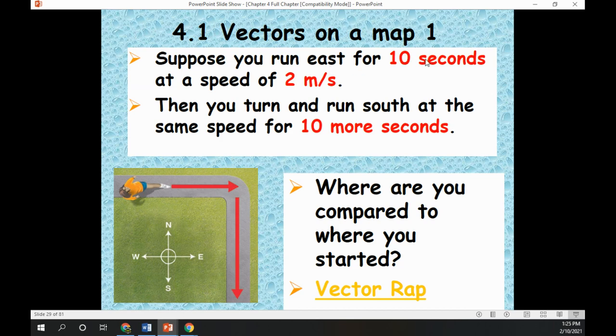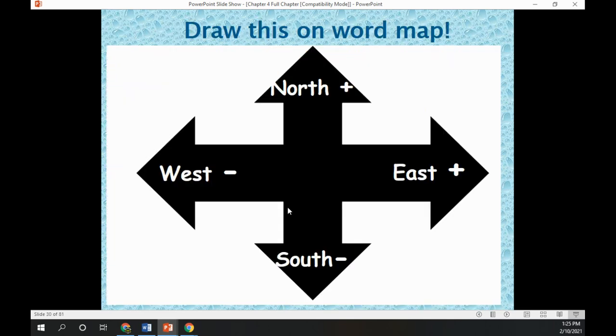Suppose you run east for 10 seconds at the speed of 2 meters per second. Then you turn and run south at the same speed for 10 more seconds. Where are you in comparison to where you started? So this here, I say write it on your word map. By word map, I mean write this down someplace so you can orient yourself to where things are located on a sheet of paper or in the world.